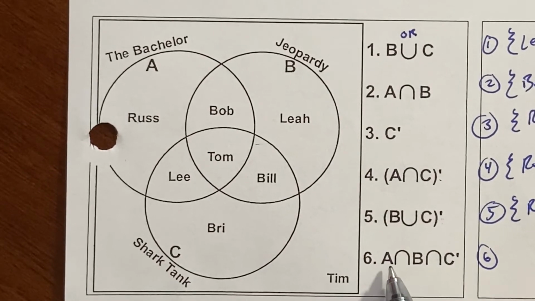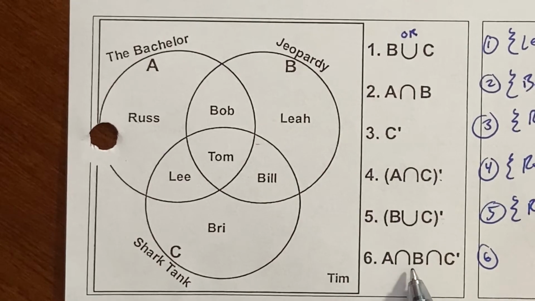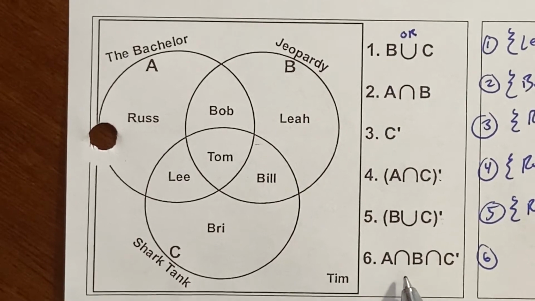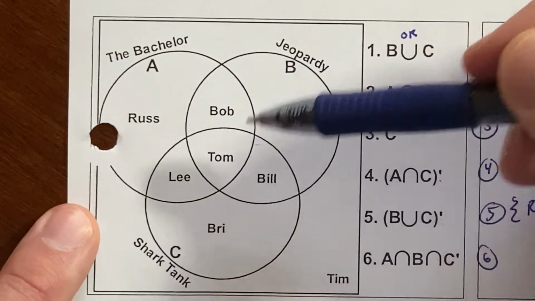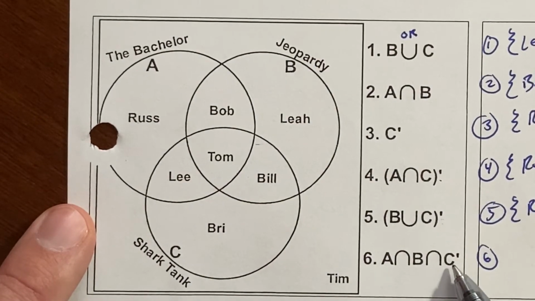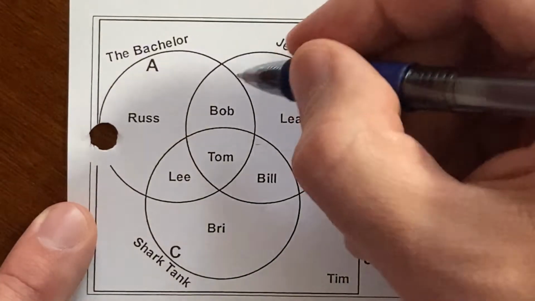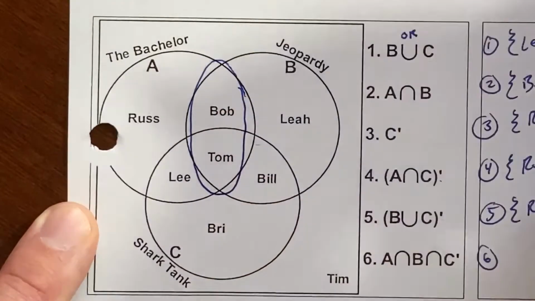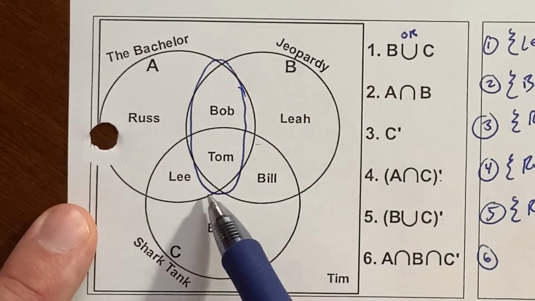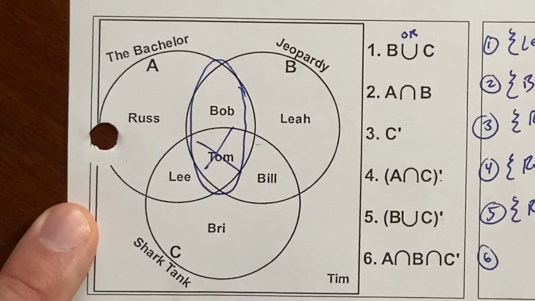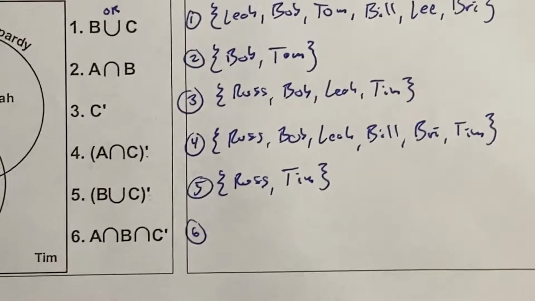And lastly, a little bit of a challenge problem. We've got people who watch The Bachelor and Jeopardy. Okay, so that's narrowed it down to people who watch The Bachelor and Jeopardy. That would just be Bob and Tom. And those who do not watch Shark Tank. So A intersect B has narrowed it down to these people right here. And then not C leaves us with just Bob.